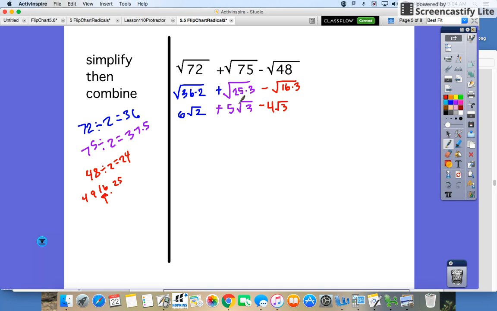Now what we do is combine like terms. So we have this one and this one. So we end up with 6 root 2. And then 5 minus 4 is 1. So it's plus 1 root 3. But I would always just write 6 root 2 plus root 3.